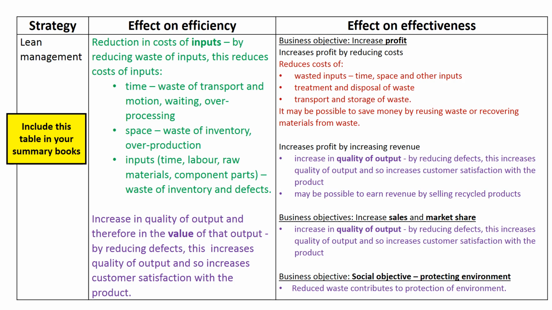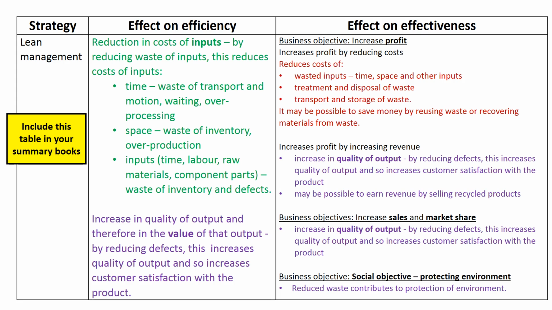Lean management also contributes to the achievement of the business objective of increasing profit by increasing revenue. This is because by reducing defects, there is an increase in the quality of the business's output, and so that output can be sold at a higher price, which increases revenue and therefore increases profit. In addition, the business might be able to earn extra revenue by selling recycled products, that is, products that the business makes from its waste.